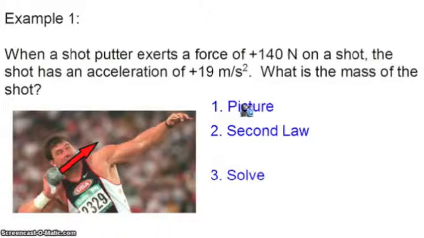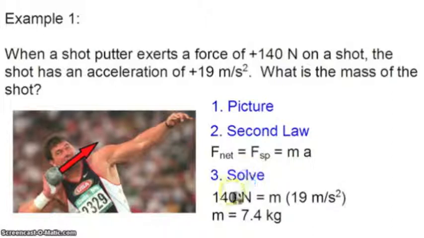There should be more forces in this. I probably made this oversimplified, because there really is a downward force of weight on the shot put. But right now we're just going to pretend like that's not there, and just look at the force of the shot putter. We're pretending it is the only force on the shot put, so maybe he's throwing the shot in space. That's going to equal the mass times acceleration. So we have 140 newtons equals the object's mass times its acceleration, and solving for m then gives us a mass of 7.4 kilograms.